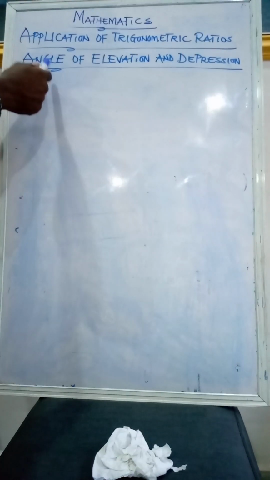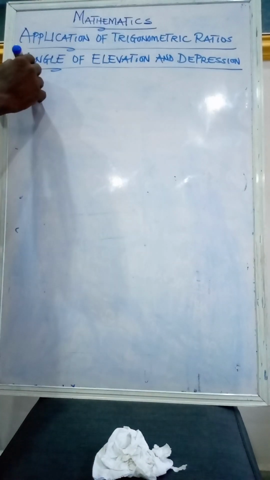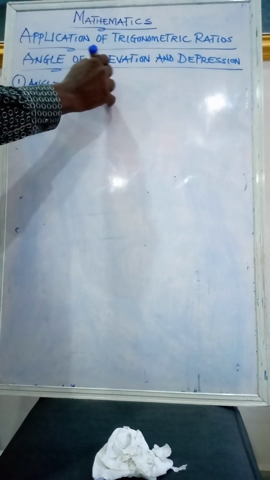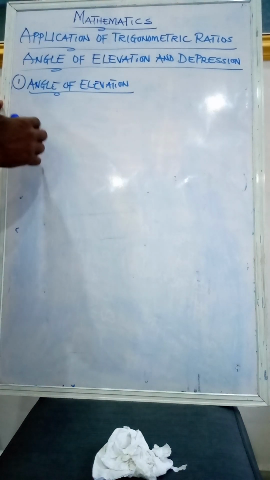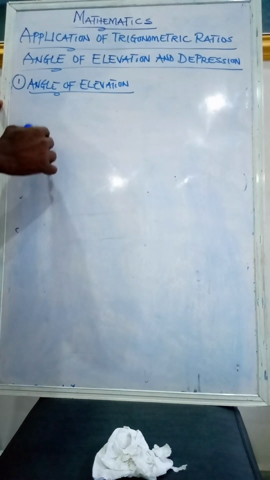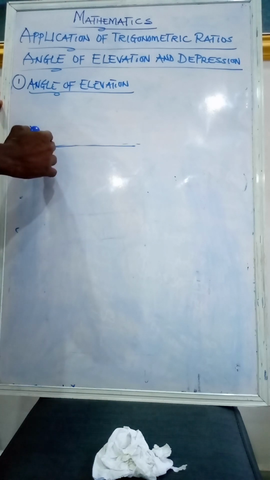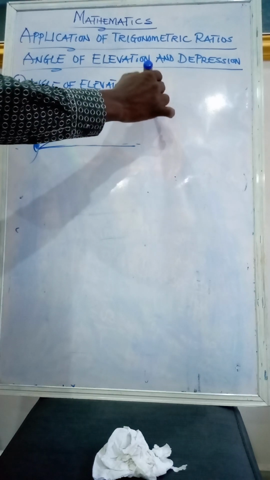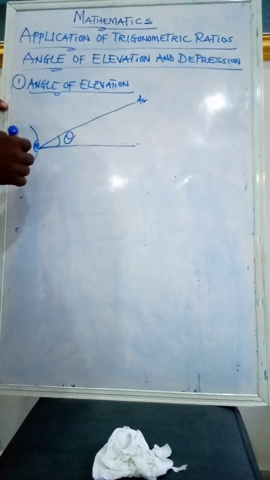Now, one of the applications of trigonometric ratio is what we call angle of elevation and depression. So, what is the meaning? What do you mean by angle of elevation? Angle of elevation is the angle at which one is looking straight, and at the same time the person is looking at an object in the air. So the angle between them is what we call angle of elevation.